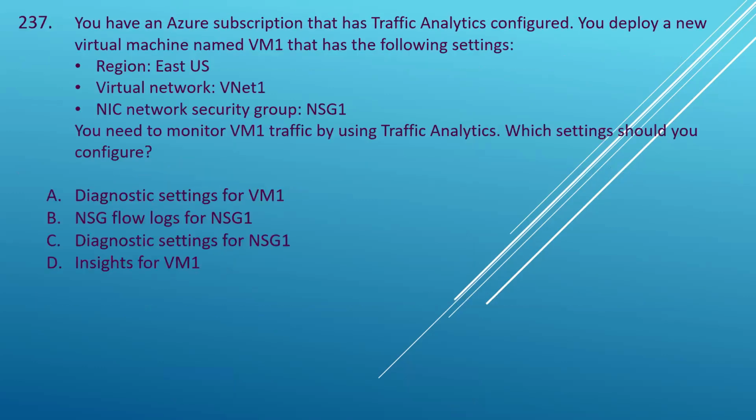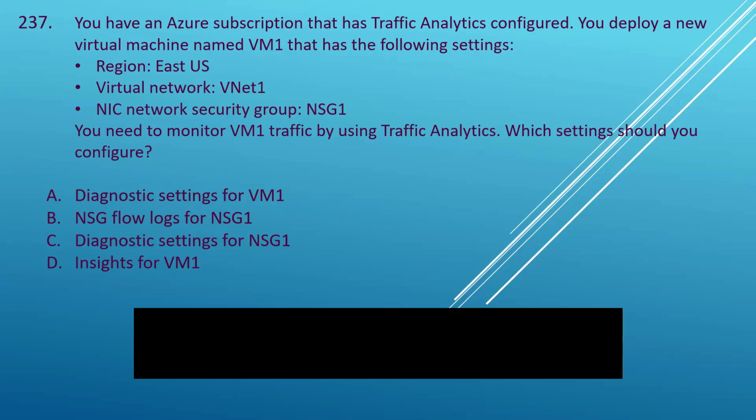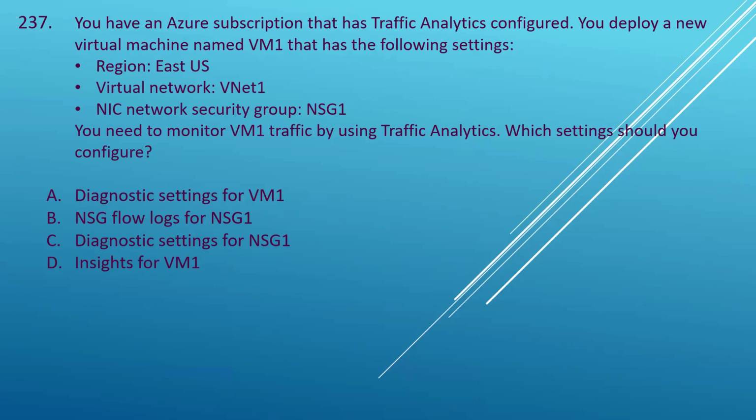Question number 237. You have an Azure subscription that has traffic analytics configured. You deploy a new virtual machine named VM1 that has the following settings. Region is East US, virtual network is VNet1, NIC security group, which is network security group, is NSG1. You need to monitor VM1 traffic by using traffic analytics. Which settings should you configure?